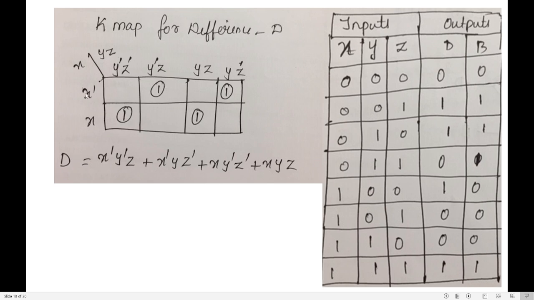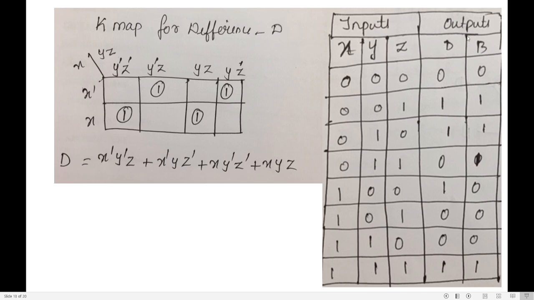What is this term? X bar, Y, Z bar. What is this term? X, Y bar, Z bar. What is this term? X, Y, Z. So this is the equation for what? This is the equation for difference.